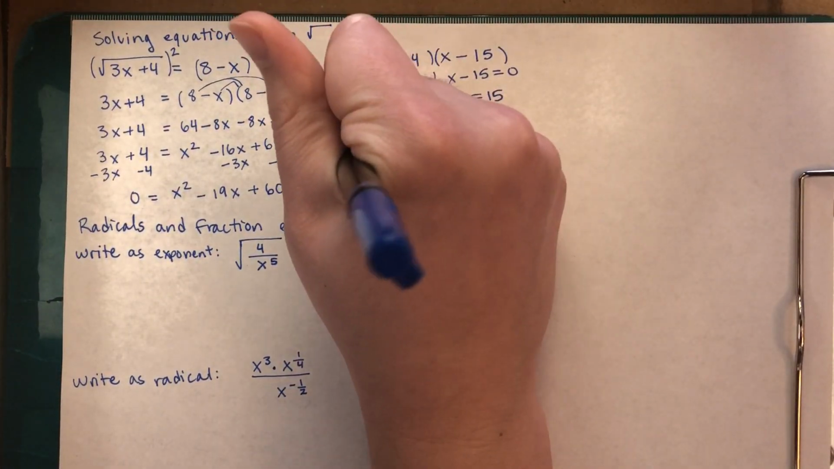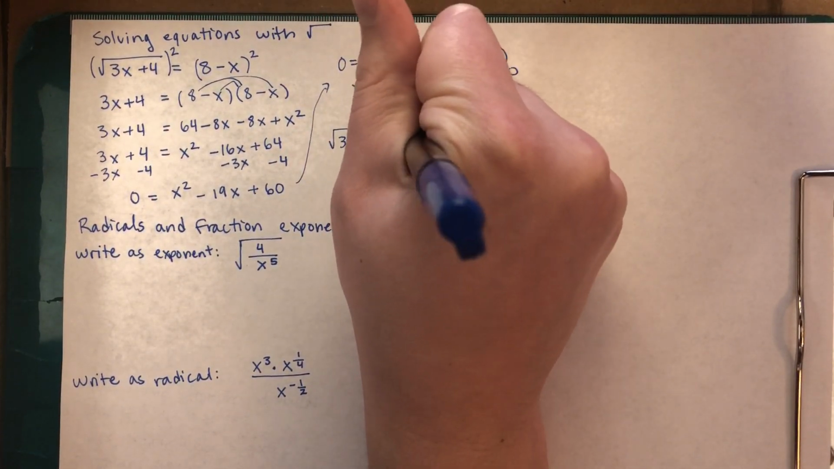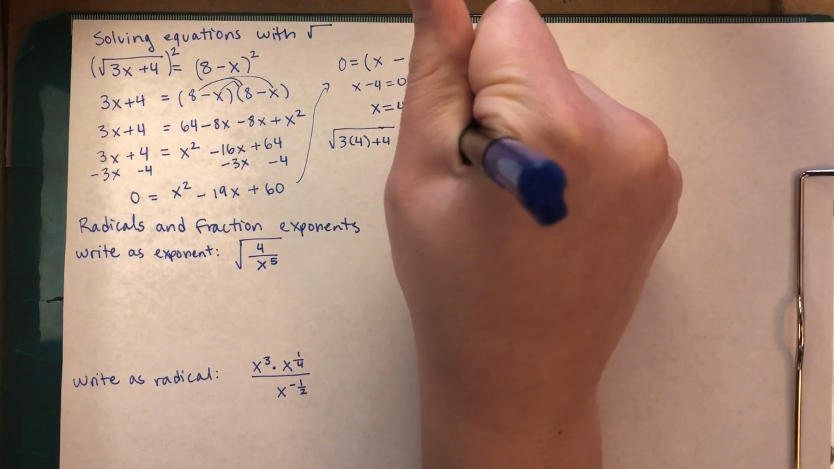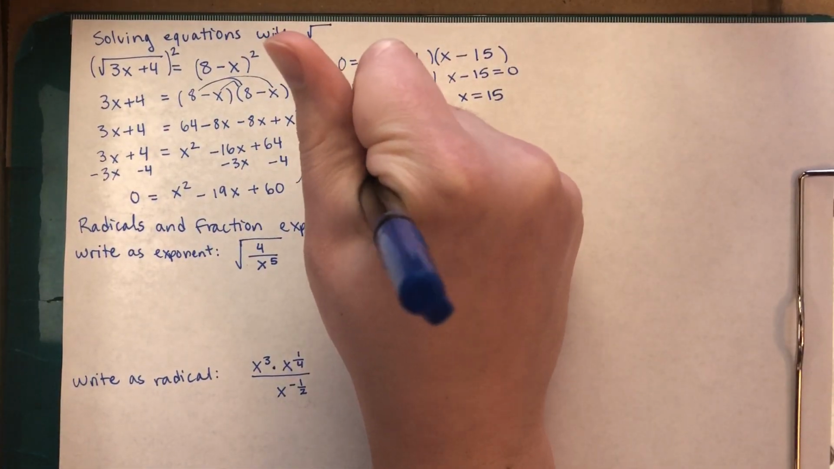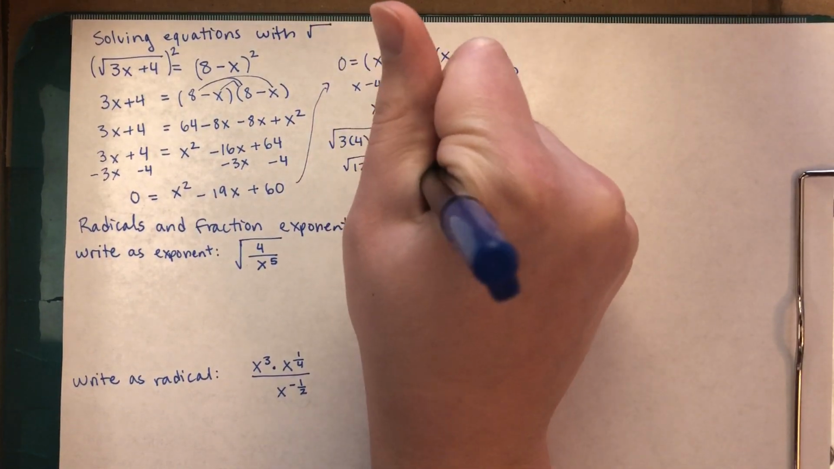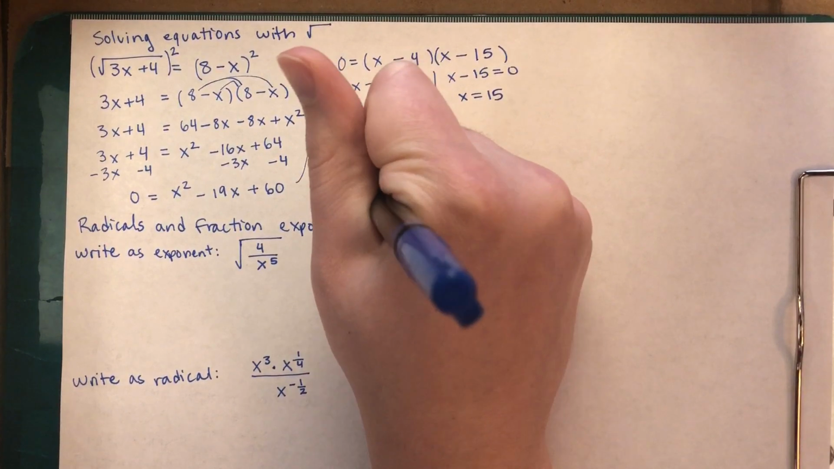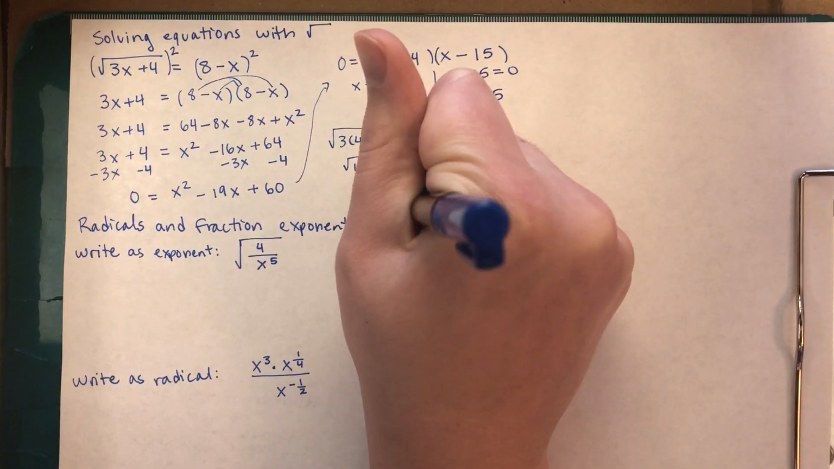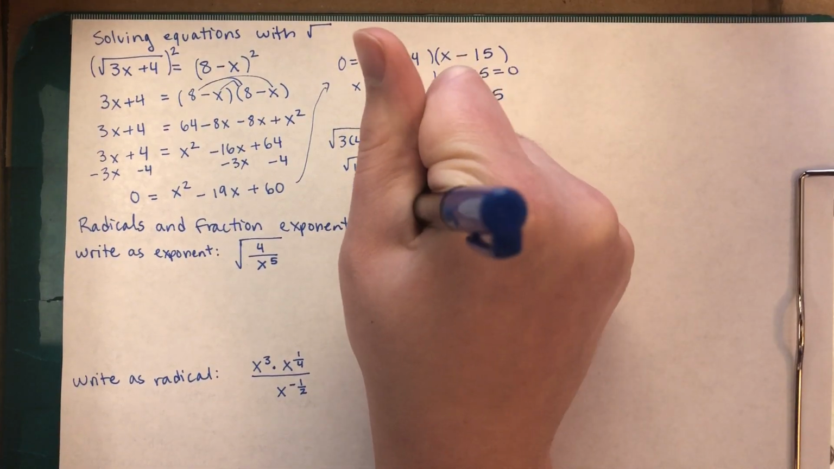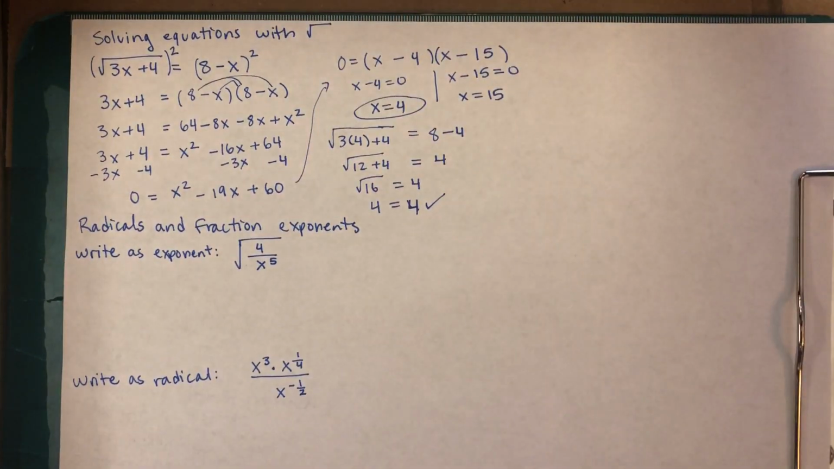Square root of 3 times 4 plus 4 equals 8 minus 4. 3 times 4 is 12, so this is the square root of 12 plus 4 equals 8 minus 4 is 4. This is the square root of 16 equals 4. So this is true. This solution works.